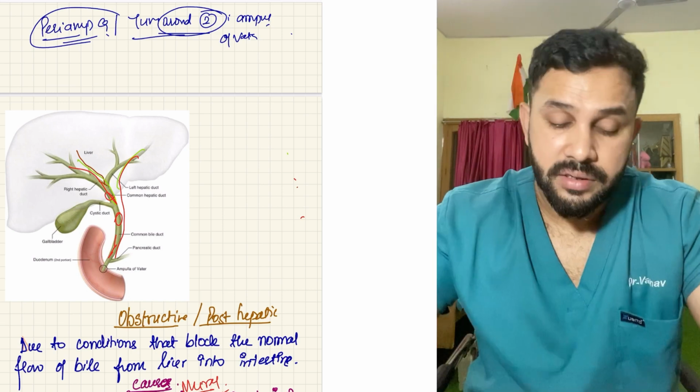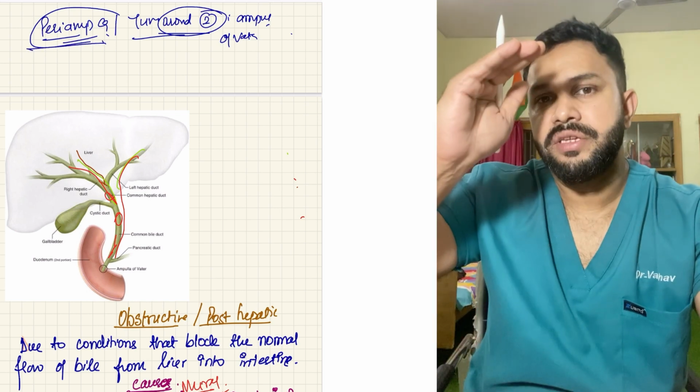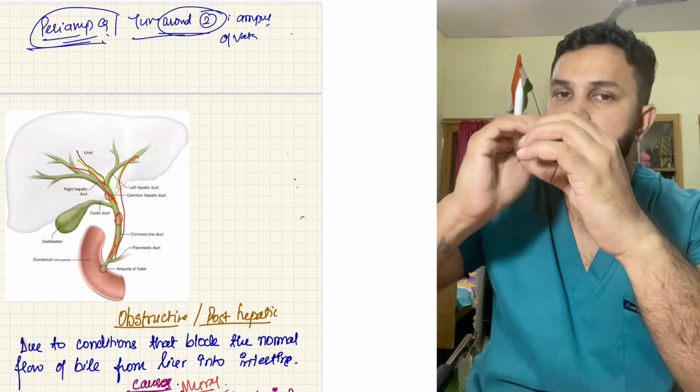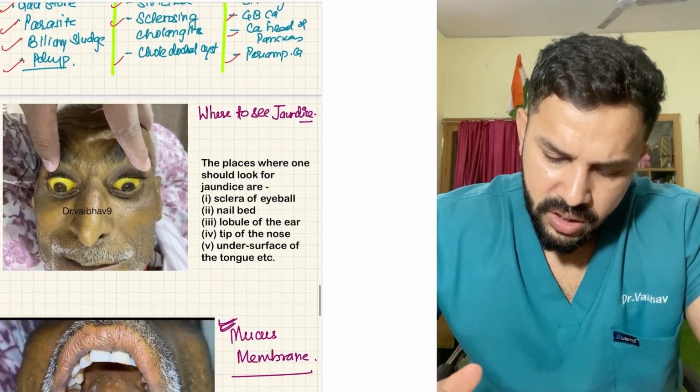So this is the part of periampullary carcinoma where the jaundice will increase when the tumor grows. When there is necrosis, it will again decrease, because there is again an increase in the lumen.